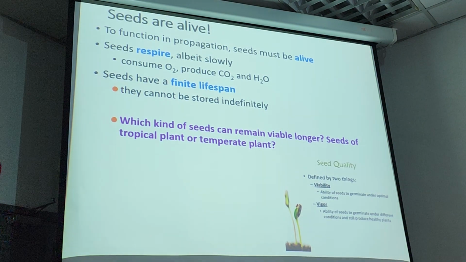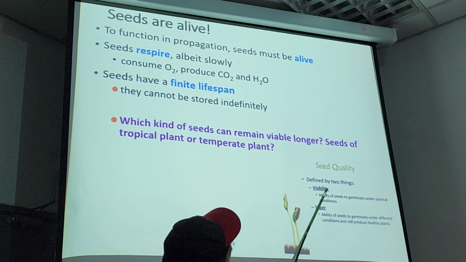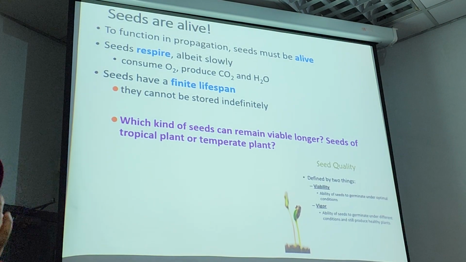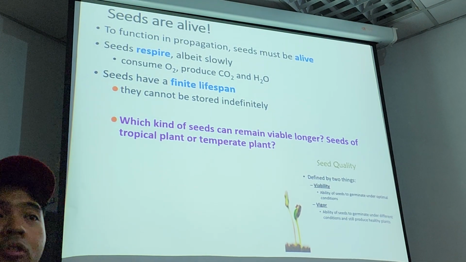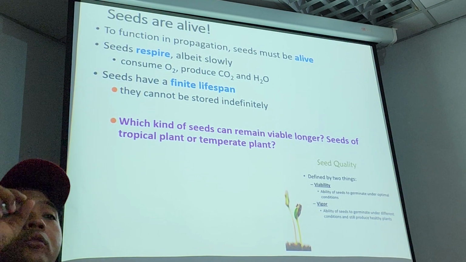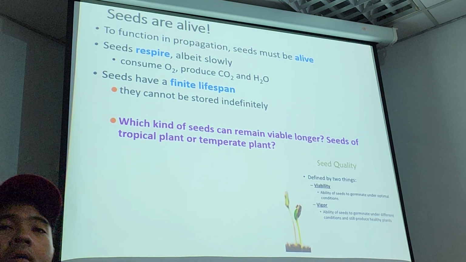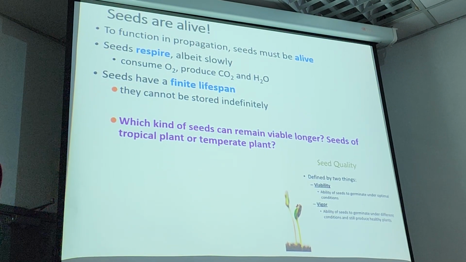So the concept that you need to learn here is viability and vigor. Viability means that the moment the seed receives optimum conditions for germination, it will start to germinate. But just because these seeds can germinate doesn't mean that they're going to make it all the way into adulthood.